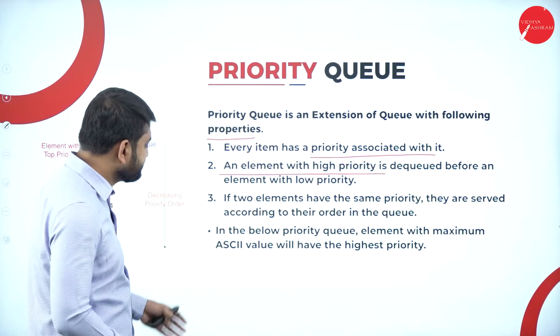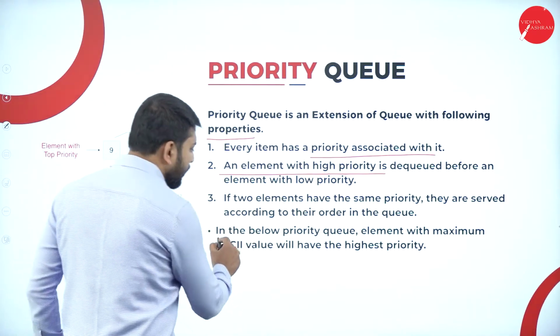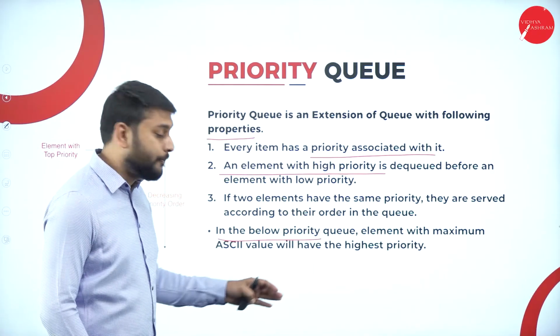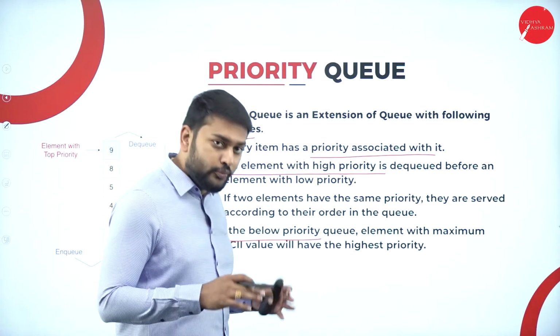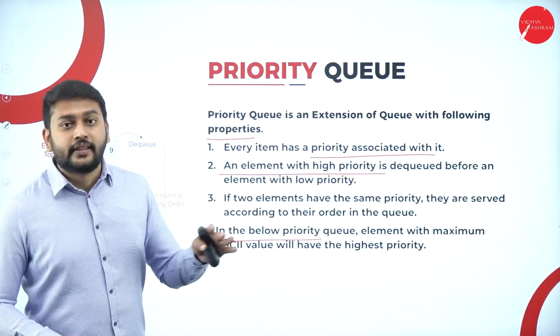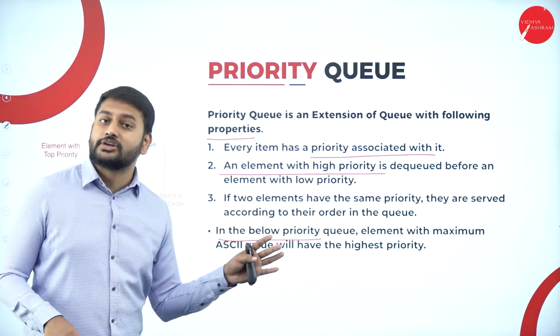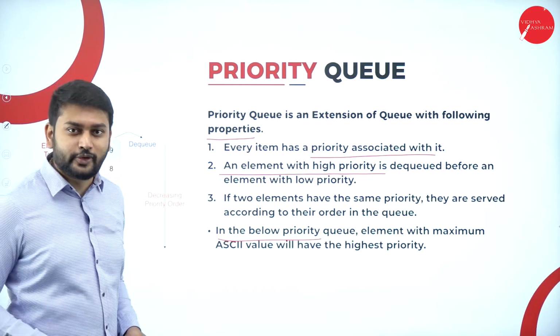And the next point you need to remember: observe here, in the below priority queue, elements with the maximum ASCII value will have the highest priority. Which element has got the highest ASCII value, that will have the highest priority, is what you need to remember at this point of time. All right, so hope you understood the concept of priority queue.